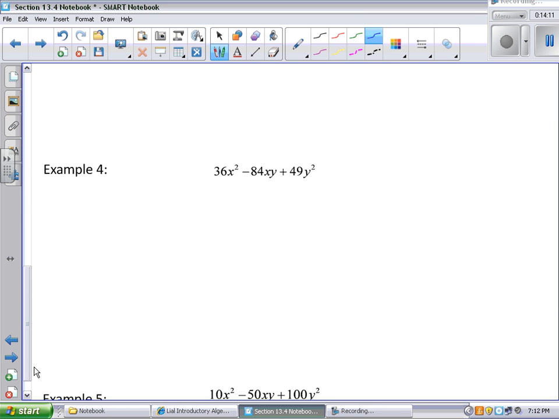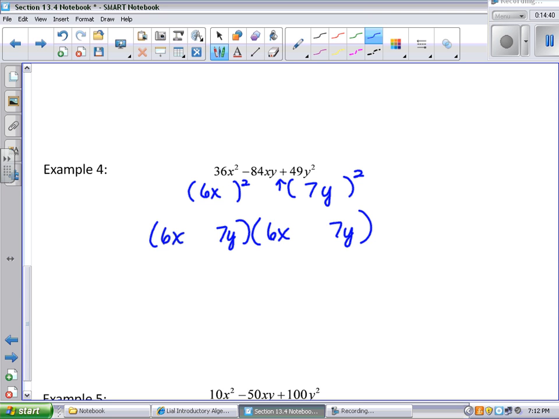Example 4. Do we have a positive last term? Yes. Is the first term a perfect square? Yes. 6x squared gives me 36x squared. Is the last term a perfect square? Yes. If you square 7y, you will get 49y squared. So remember, we're going to do first and last, first and last. The middle coefficient is negative, so we're going to use subtraction signs in both of our terms.